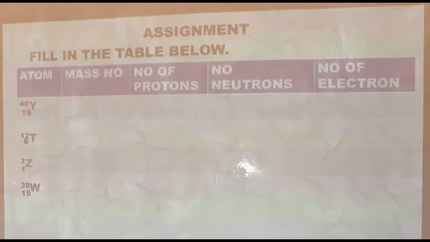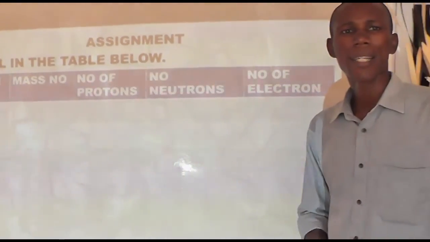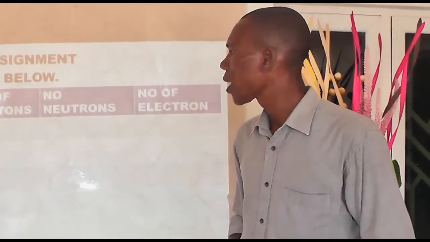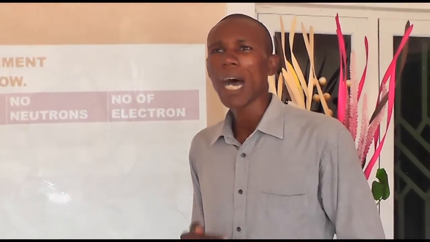W with mass number 39, atomic number 19. Mass number now is given, atomic number is also given. You can always look for the number of protons, the number of neutrons, and the number of electrons. In our next class, we shall be looking more at how these atoms react and how these atoms exist, either in isotopic form or in non-isotopic form.